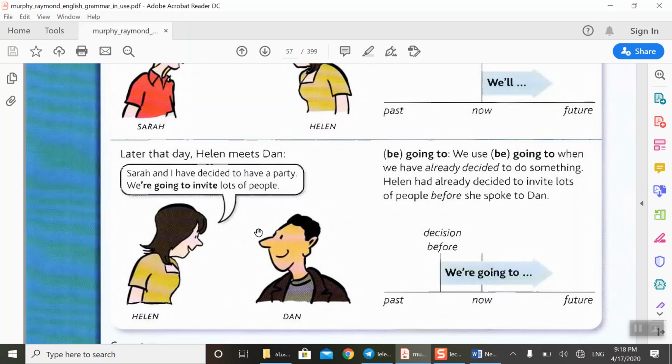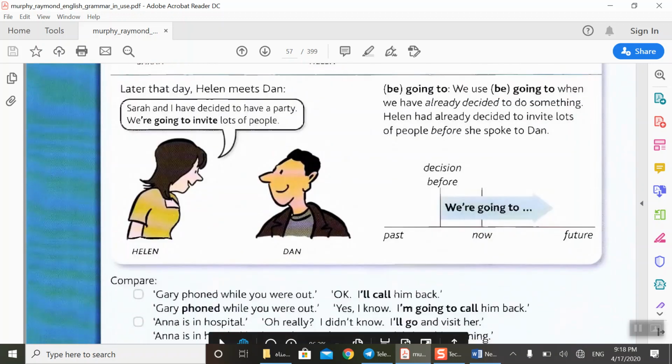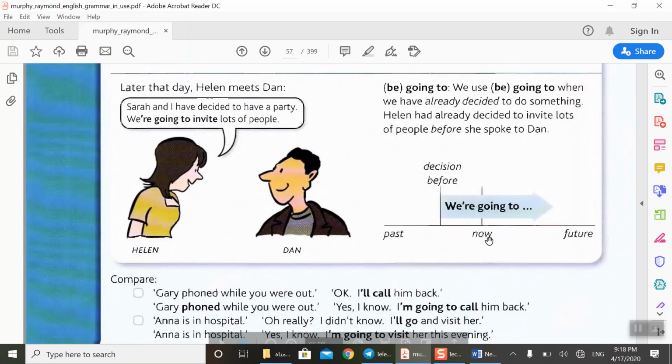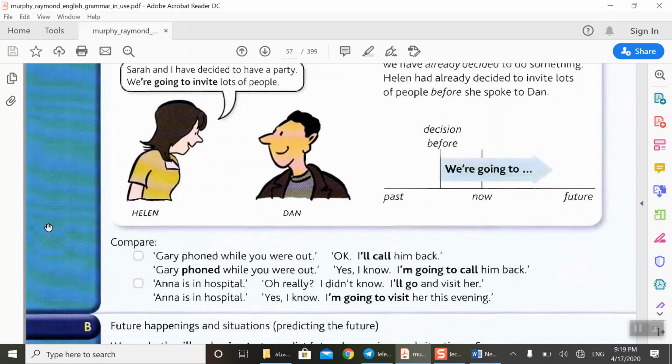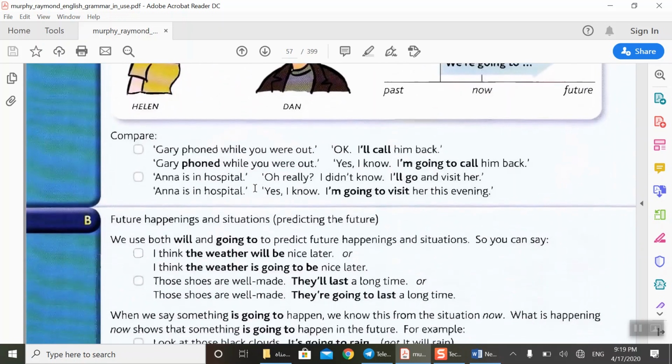So today she told Dan we are going to invite. Here you see past, now future. Decision here. Before now, now. We are going to. Yes, we have here another examples.